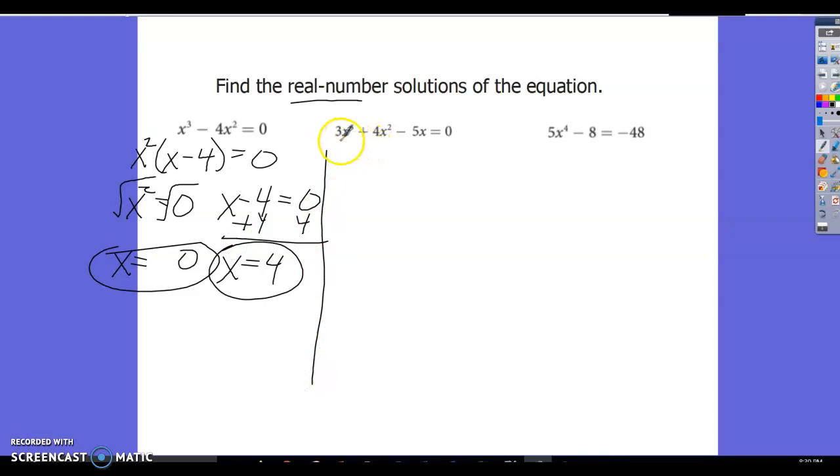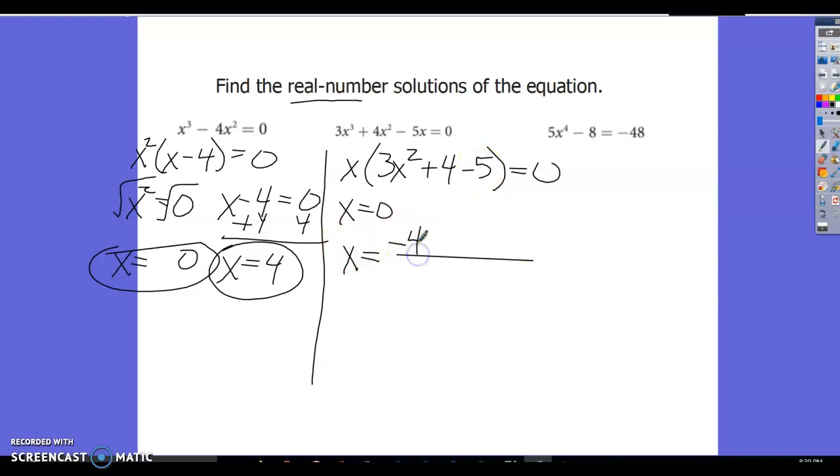All right, the next one, I'm going to factor out just an x. So I'm left with 3x squared plus 4x minus 5 equals 0. So I got x equals 0 as one solution. Then I multiply the first and the last to factor this one. It's going to be negative 15. 1 and 15, 3 and 5, neither of which give me a 4. So this will not actually factor. So we're going to have to use the quadratic formula for this.